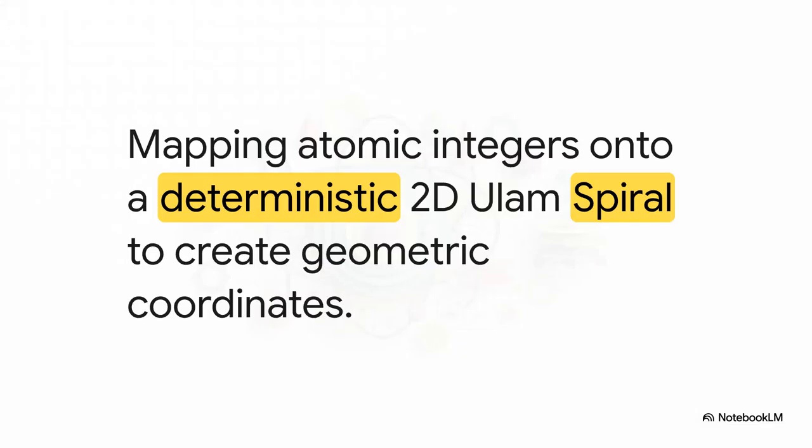Then it adds visual geometry. Integers are mapped deterministically onto a 2D grid called an Ulam spiral. By plotting numbers in a spiraling square, the framework generates actual x and y coordinates for the protons, neutrons, and mass. This provides an absolutely brilliant geometric coordinate system. It allows the AI to measure the mathematical distance between an atom's protons and neutrons right on this spiral grid.